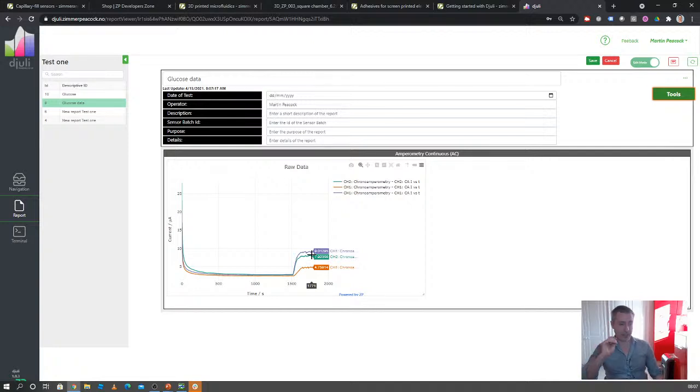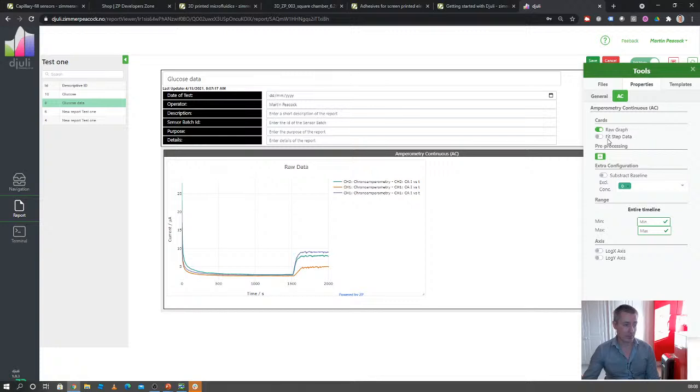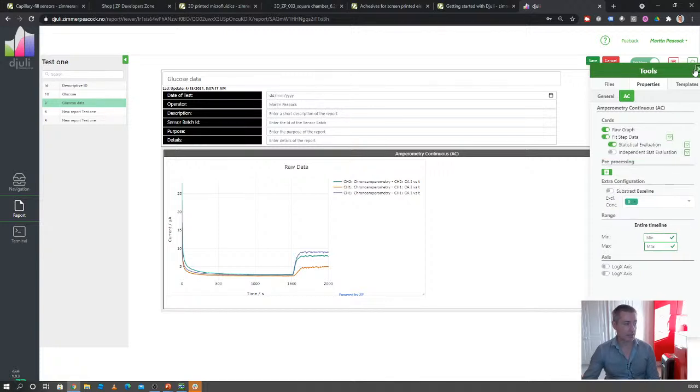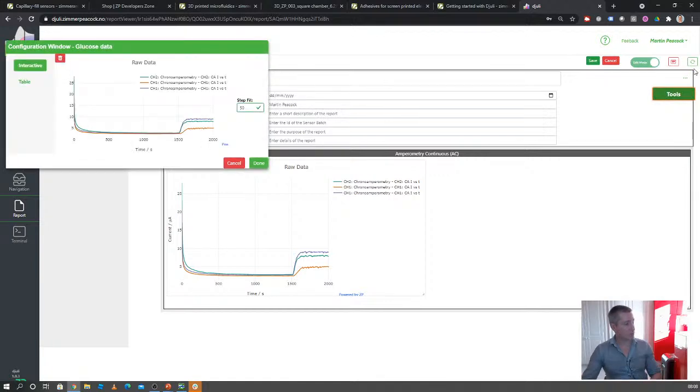It's a classic chronoamperometry experiment, and so Djuli allows me to upload that data, and now I could share it from here with colleagues. What I'm going to do next though is actually analyze the data. So if I go back into tools, I'm going to do fit step. I'll do statistical analysis. I'll close that, and what it wants me to do now is tell it some properties of the data.